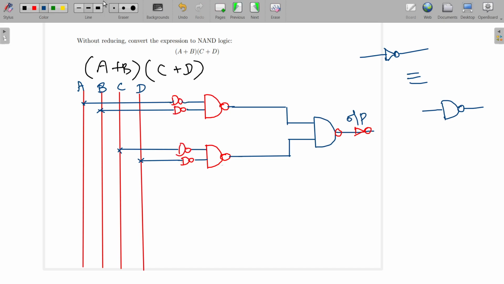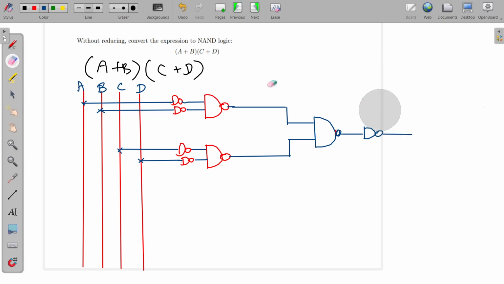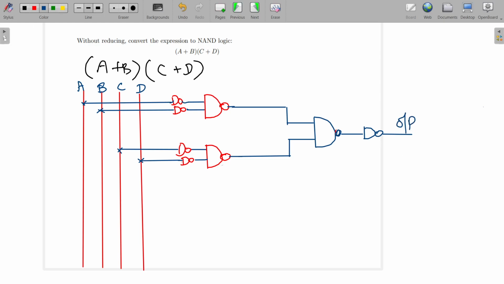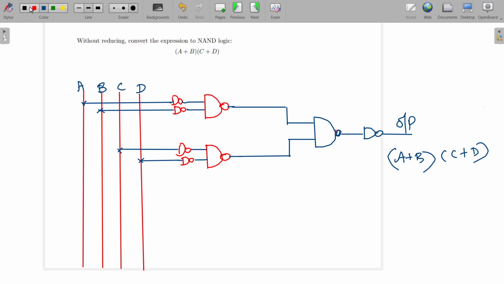Now going to this side, here also we can replace this. This is a NAND gate followed by a single input NAND gate. So now this is your output. Output is nothing but (A plus B) into (C plus D). So here we have implemented this expression using only NAND logic. So how do you actually write the expressions here?